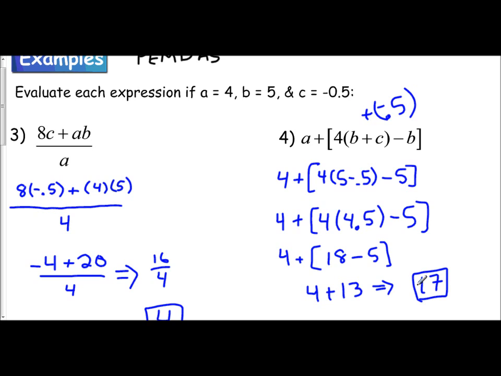So even when you're evaluating variable expressions, all you do is plug in the values for each variable and just follow our order of operations.